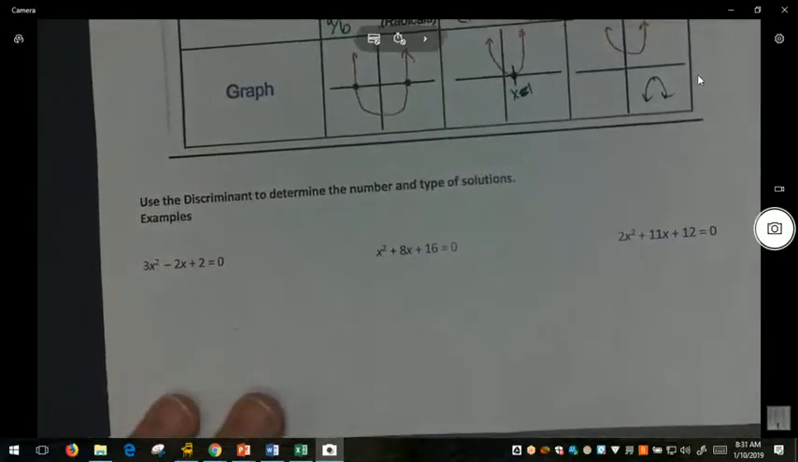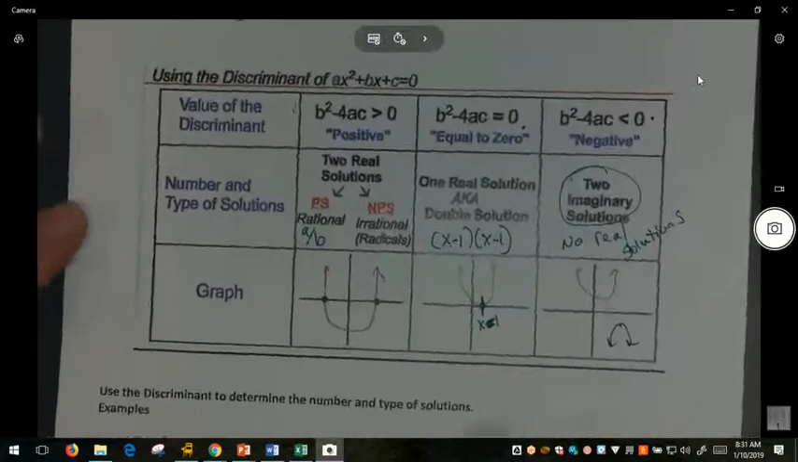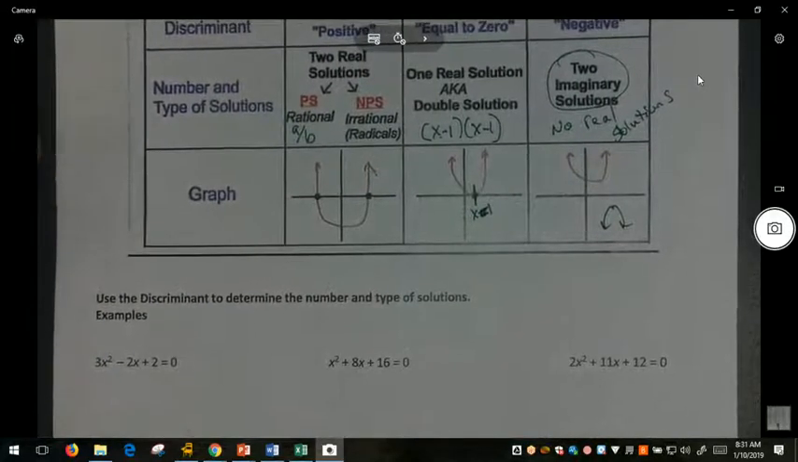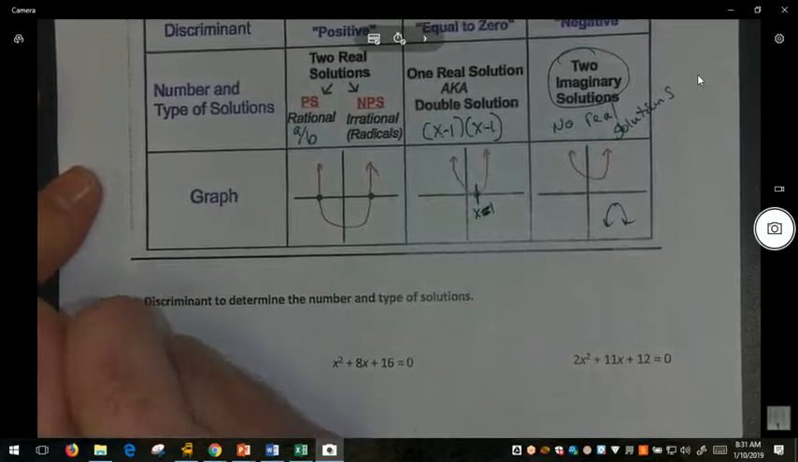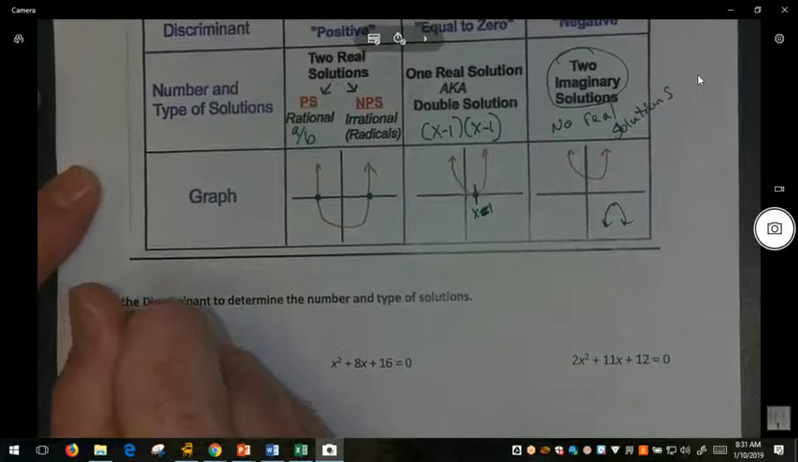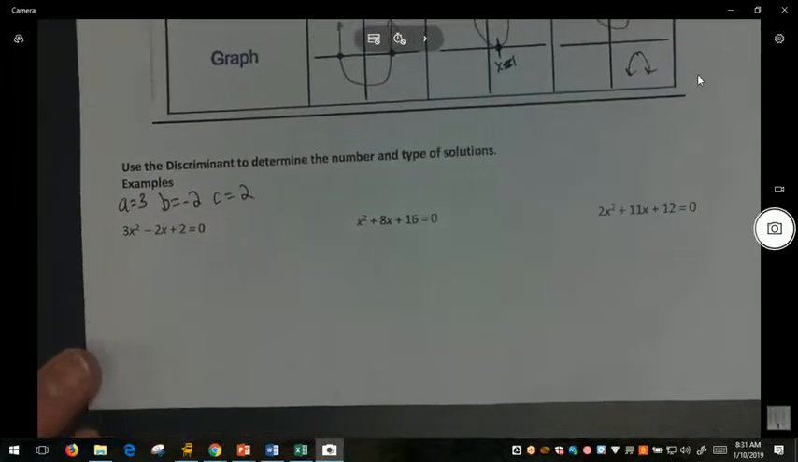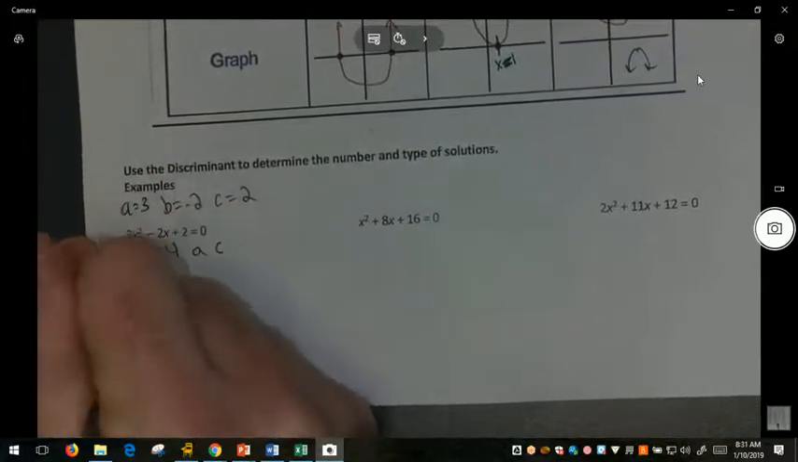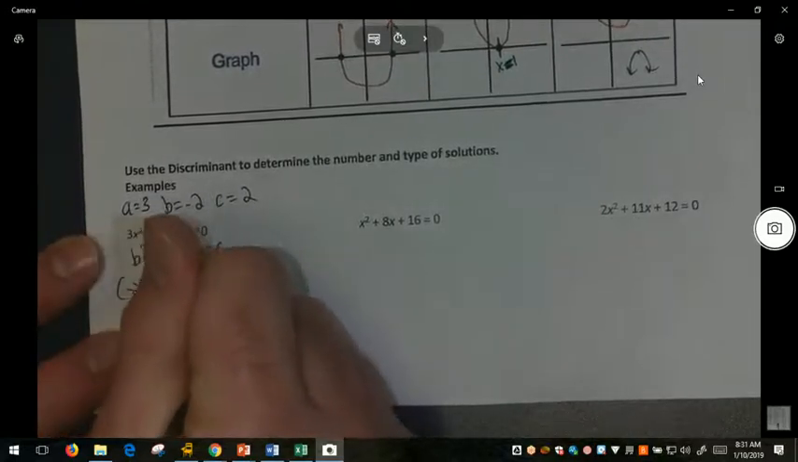So we're going to look at using the discriminant to determine the number and types of solutions. When you use the discriminant, or when you solve by quadratic formula, just like when we solve by factoring, we need to make sure the function is equal to 0. This function is equal to 0. So the value of a for this function is 3, the value of b is -2, and the value of c is 2. Following the formula for the discriminant, I'm going to do b squared minus 4 times a times c, or -2 squared minus 4 times 3 times 2.